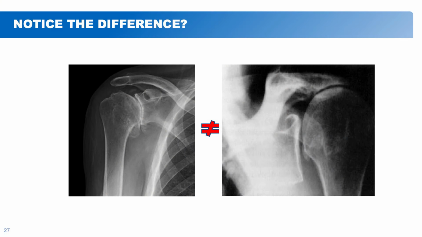The image on the left, I would not anticipate a full thickness rotator cuff tear based on the overall alignment of the ball and socket joint. Whereas the image on the right, I would anticipate a massive rotator cuff tear and the need to proceed with a reverse total shoulder arthroplasty.